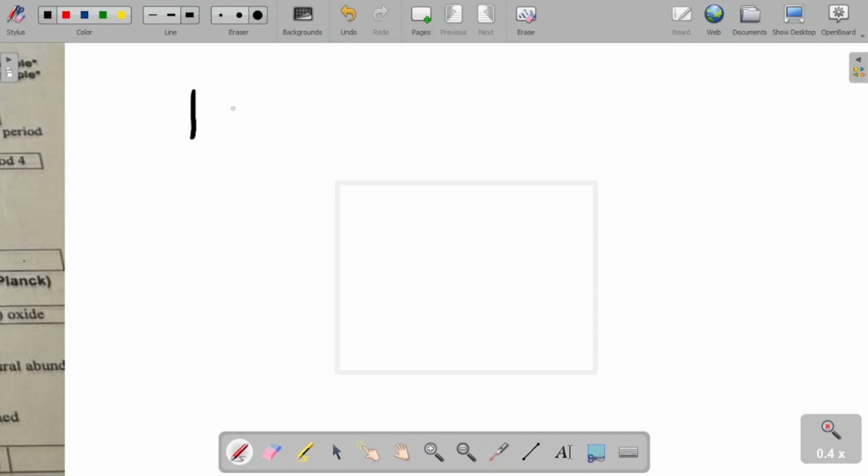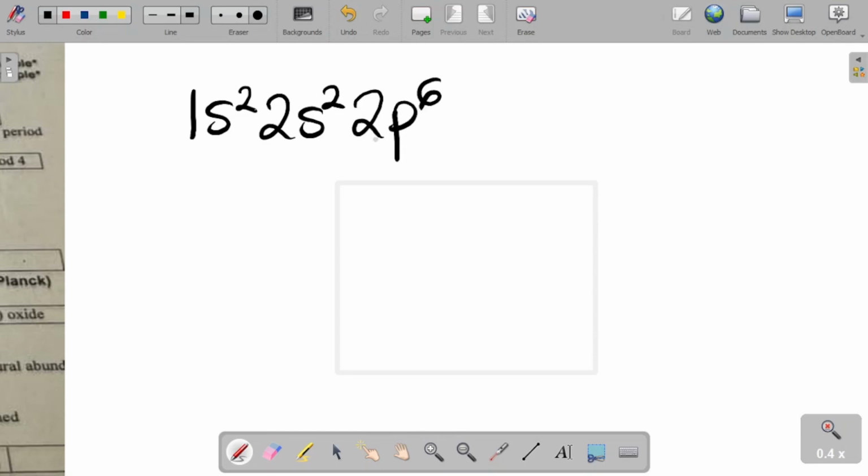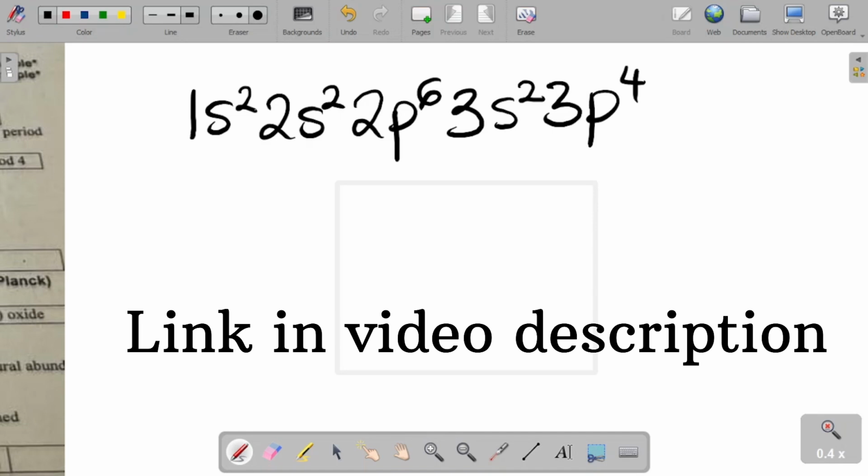In full, we have 1s squared, then 2s squared, and then 2p to the power 6. So we'll have this one first before we now have the outermost shell as 3s squared and 3p to the power 4. I taught this concept in our previous class. So go to the search button or go to the channel, check the playlist and look for the inorganic chemistry playlist. Now go down, you see the video on how to do SPDF configuration.